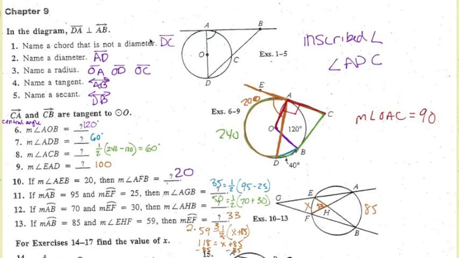Yes. Thank you. And on number 12, the angle we were looking for, AHB, is inside the circle. Inside is half the sum. Okay. Outside subtraction, inside adding.